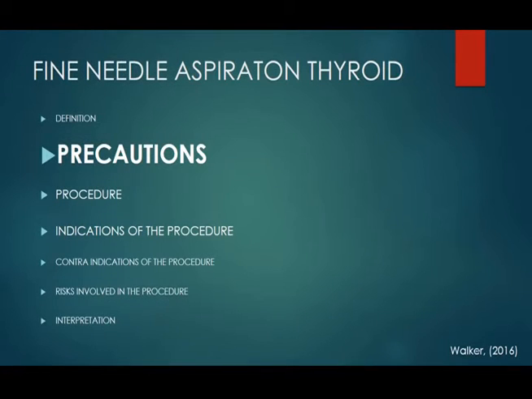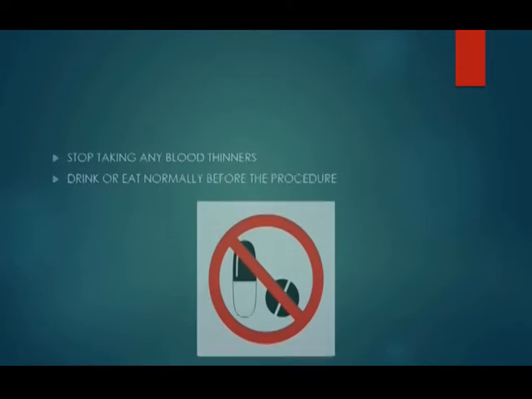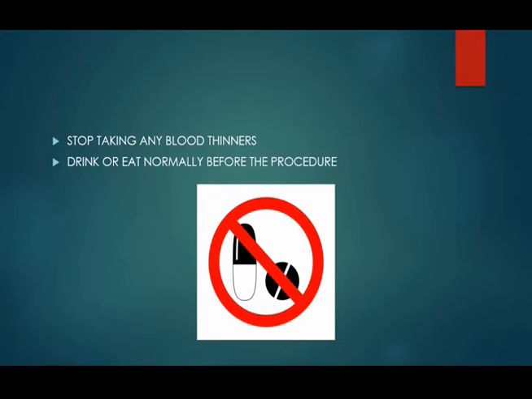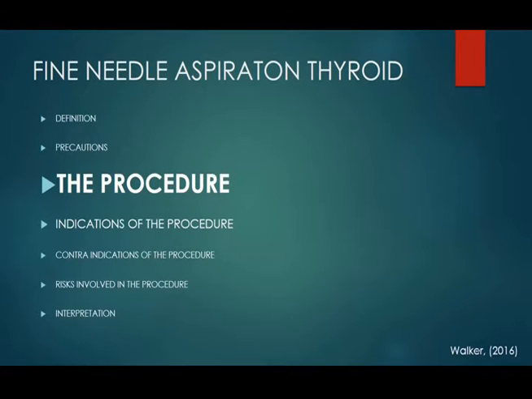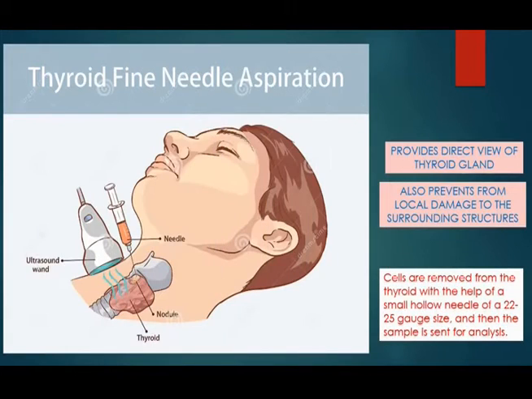Let's discuss the precautions that need to be taken before the procedure. Stop taking any blood thinners before the procedure. However, you may drink or eat normally before the procedure. The procedure: patient lies on the back with the head tipped backward so the neck is extendable. Then the area is made aseptic and then a local anesthetic, preferably 1% lidocaine, is given before the needle insertion.